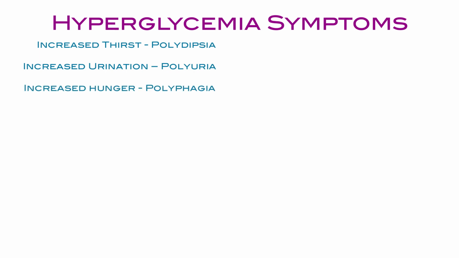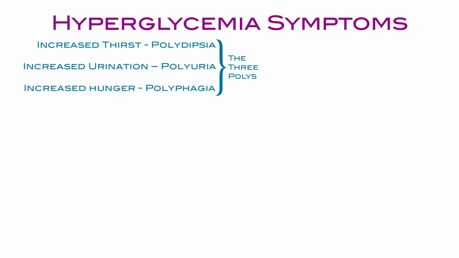Increased hunger, known as polyphagia. The body understands that it needs energy, so it makes a person hungry. The body does not recognize that the lack of energy is coming from the lack of insulin in the body to convert the glucose into energy. We call these the 3 polys.